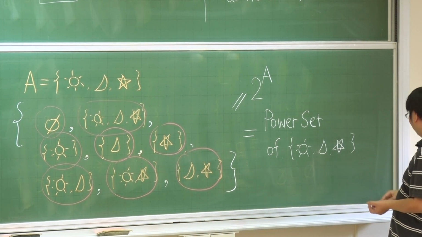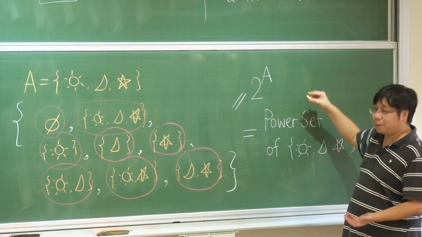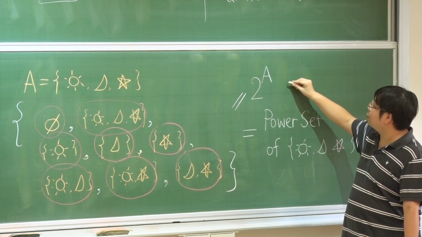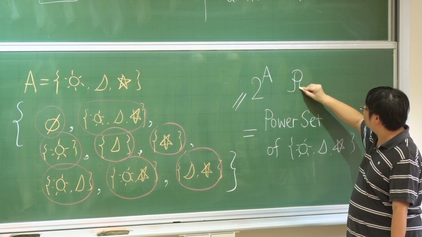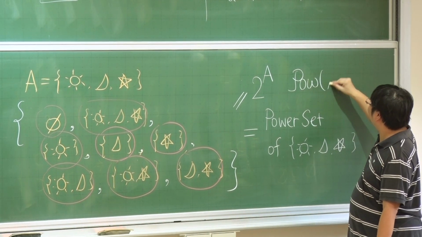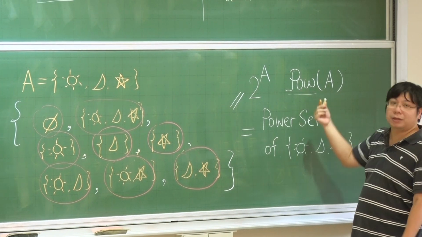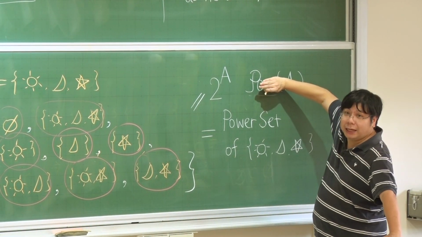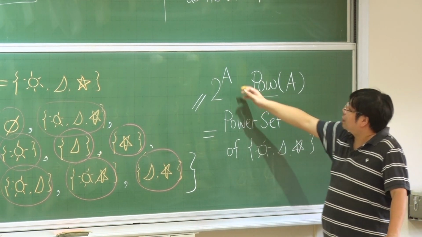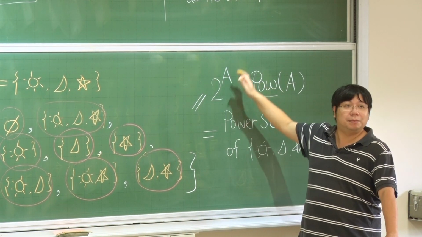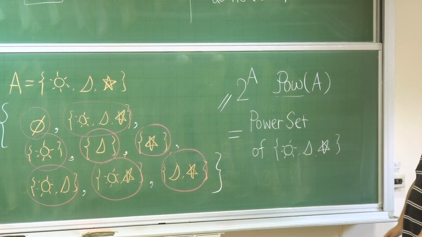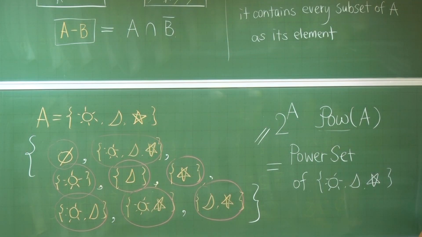And sometimes people will have a different notation. Sometimes people will use POW of A, where POW represents power. Or if you like, maybe just P of A. This is also okay. But this is what I like most. It has the best interpretation of the things here.